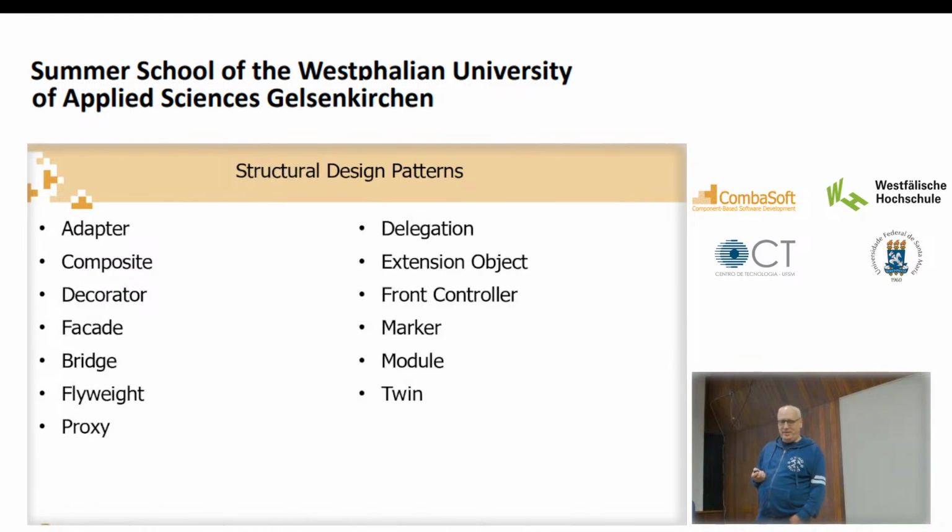Okay, here we have the structural design patterns. On the left side are the patterns from the book: adapter, composite, decorator, facade, bridge, flyweight, and proxy. On the right hand side, the design patterns published later, but also important: delegation, extension object, front controller, marker, module, and twin.